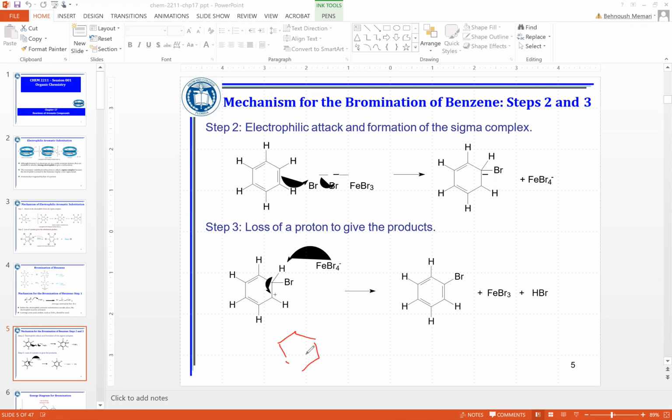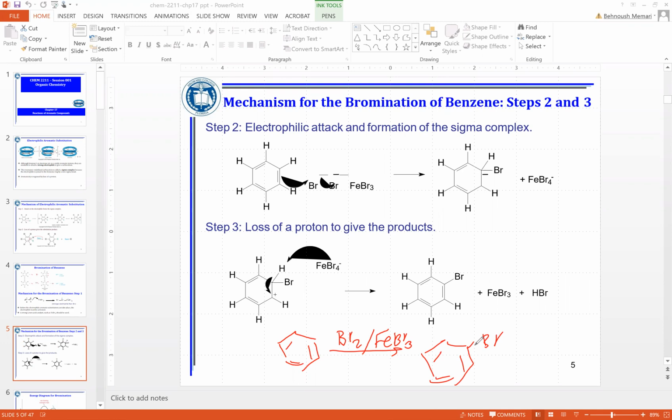is benzene. The reagents are Br2 and FeBr3. The product is bromobenzene. So any two of these can be given, and the last one can be asked.